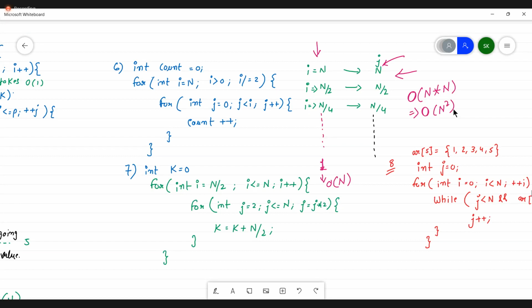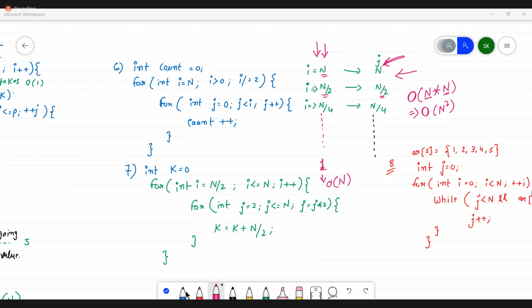For the entire thing. See, for i equals n, how many times is your j running? n times. For i equals n by 2, how many times is it running? n by 2 times, right? You can see your i loop is following the GP series, so overall it is going to give you order of n time complexity. And internally, in the worst case, j is running for n times. So that's why it is n for the outer loop multiplied by n of the inner loop. Clear?